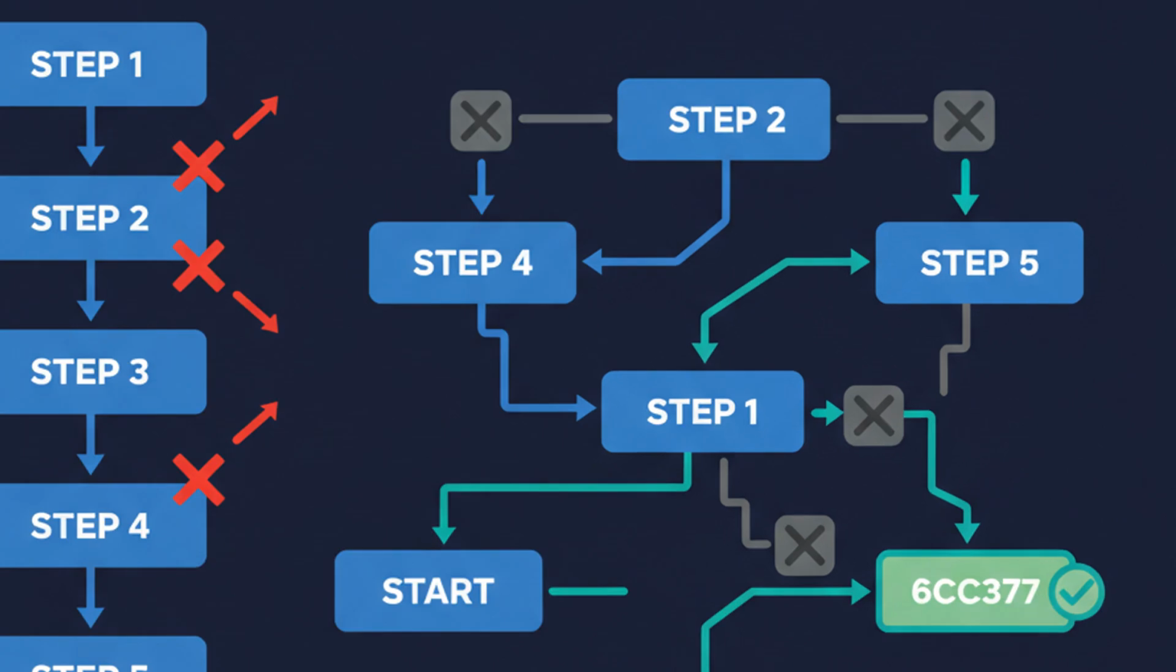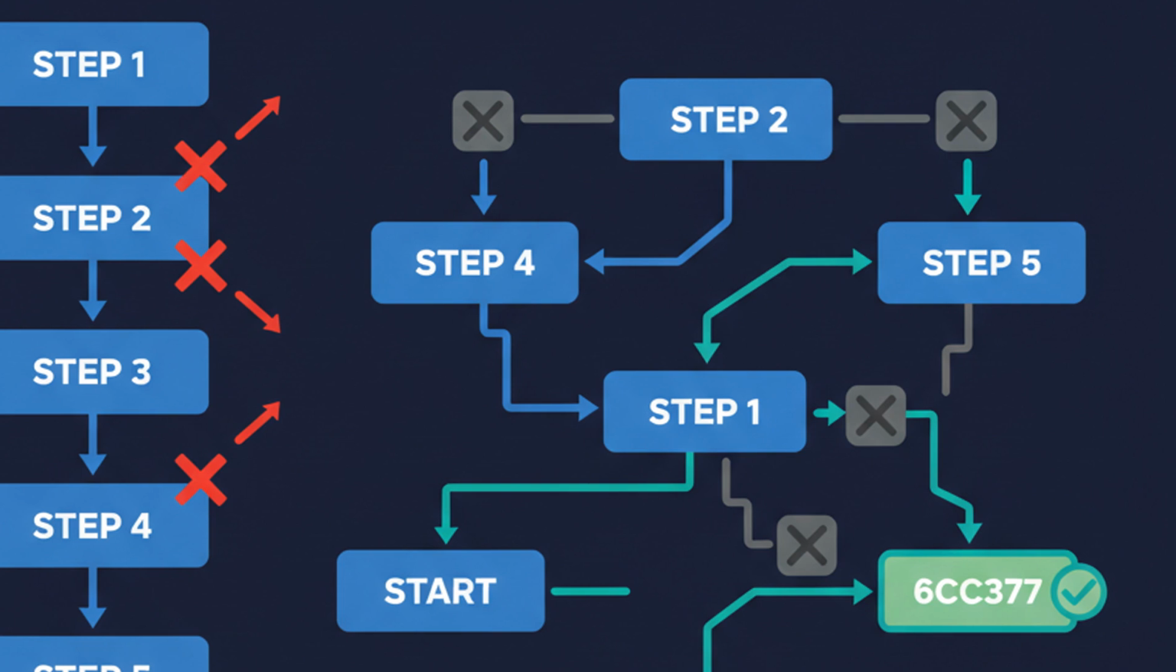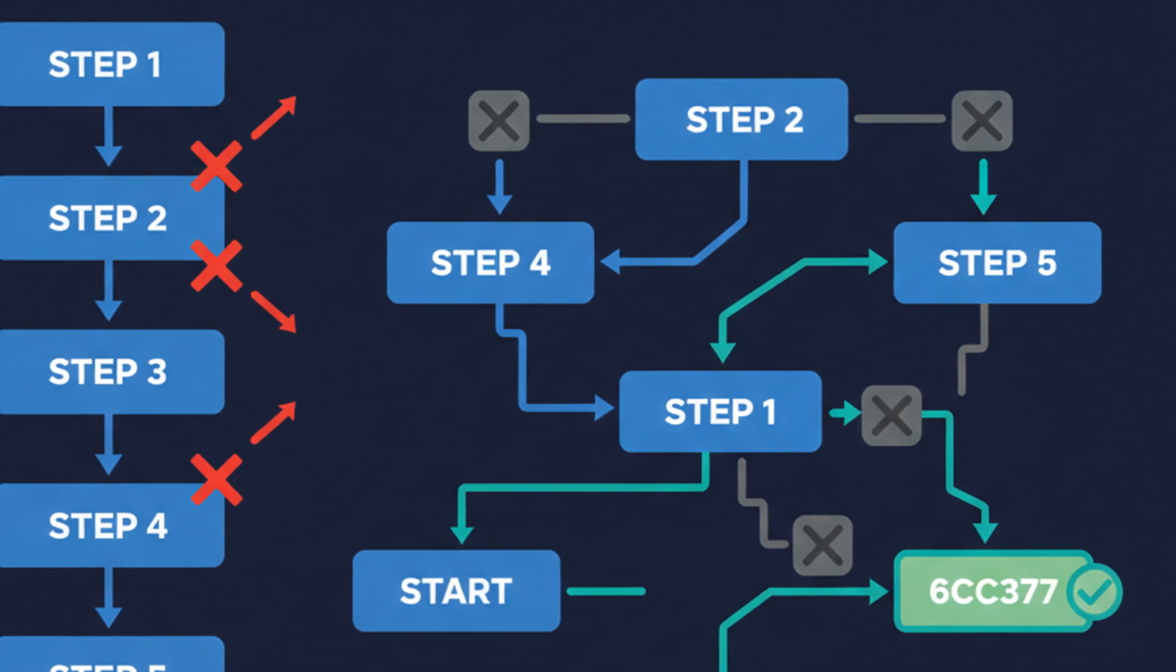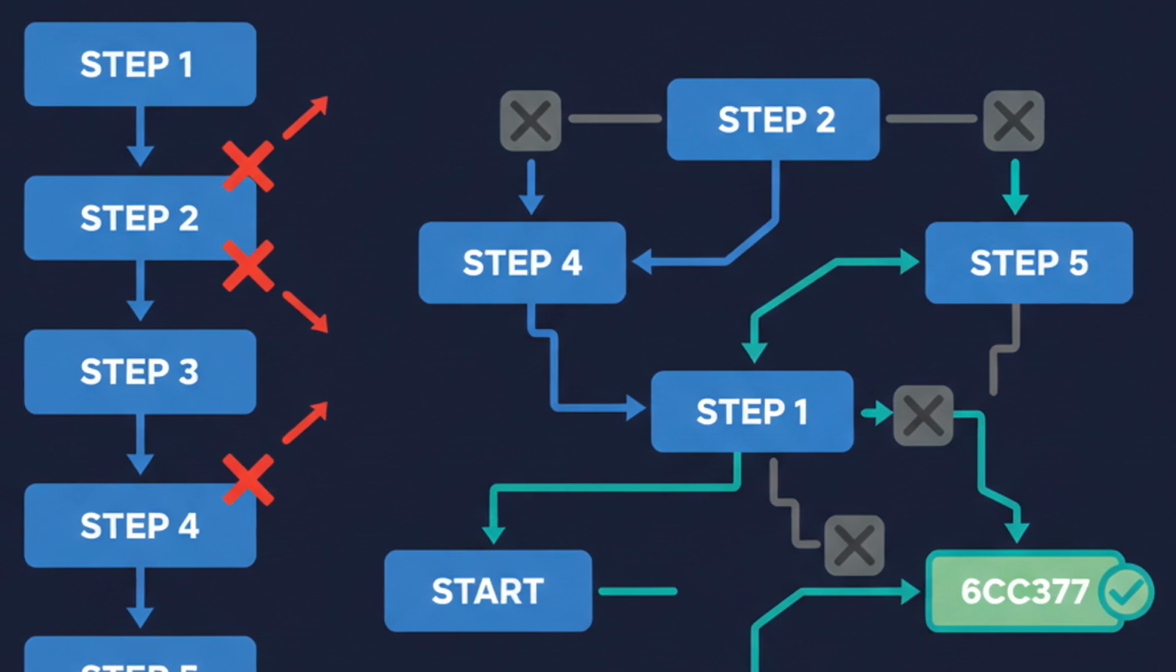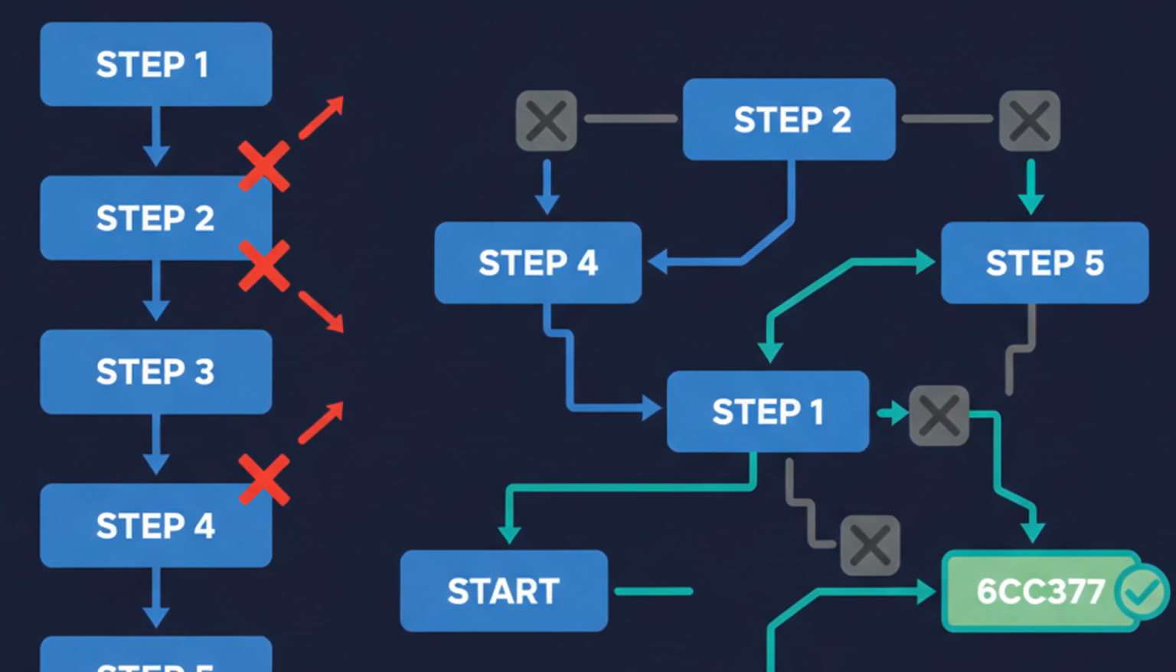Chain of thought prompting tells a model to think step by step. That's powerful, but it has a fatal flaw. It's a single path. If the model makes a wrong turn on step 3, every subsequent step builds on that mistake. There's no backtracking, no exploring alternatives, no way to say, wait, let me try a different approach.